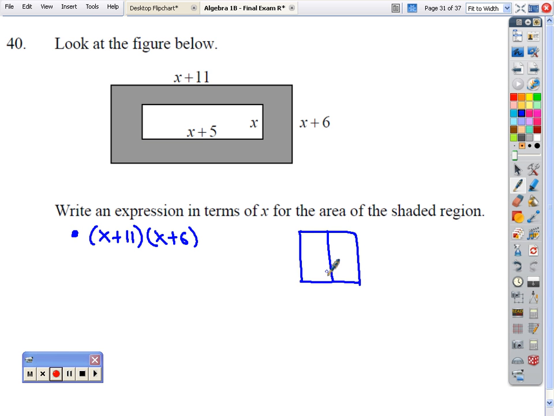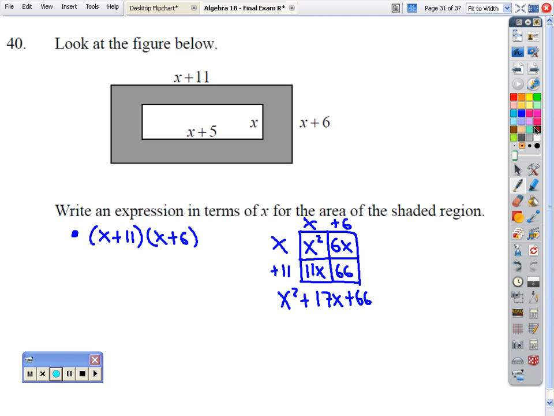When I find the area of a shaded region and there's a piece inside the shape that is blank, not shaded, you're always going to be subtracting. So what we're going to do is find the area of the outside and the area of the inside and subtract the two. So x times x is x squared, 6 times x is 6x. x times 11 is 11x, and 11 times 6 is 66. So I get x squared plus 6 plus 11 is 17x plus 66.